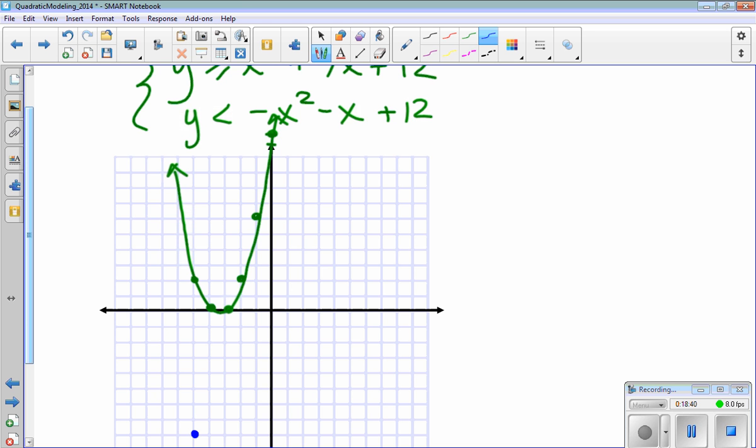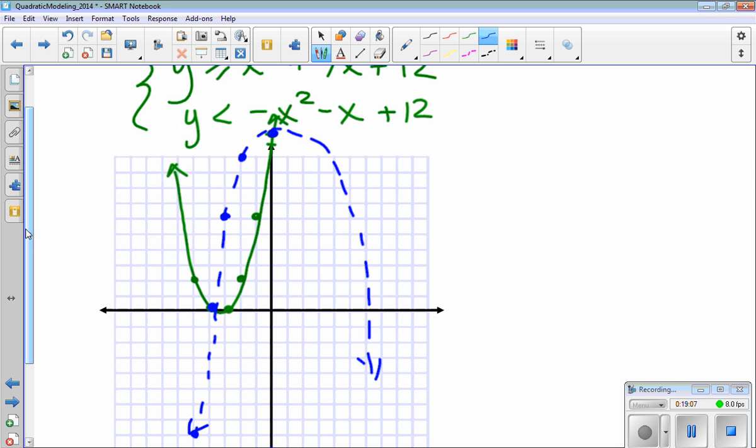So we're here. Then we have -4, 0. Then we have -3, 6. Then we have -2, 10. And then we have 0, 12. Okay? This one happens to be a dotted line. And I'm just going to kind of go on the other side.